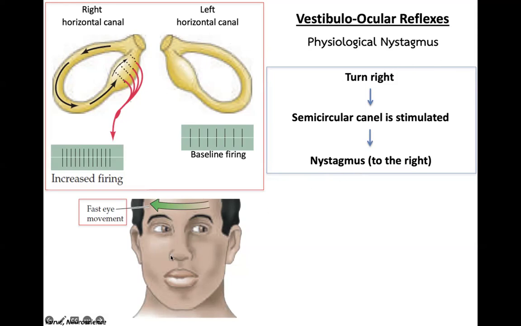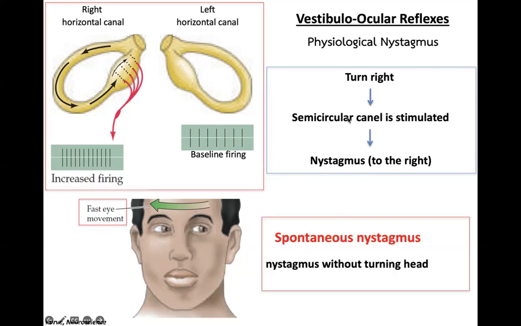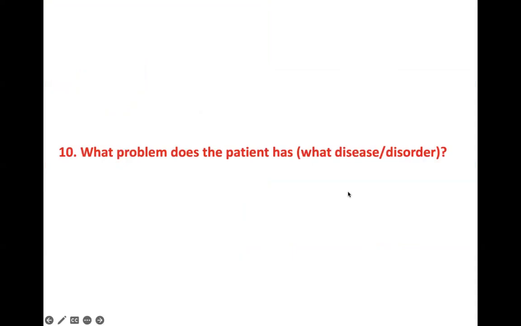However, in this case, the nystagmus occurs without head turning, right? That is called spontaneous nystagmus, okay? Or sometimes, especially in these patients, the nystagmus occurs strongly. So when they turn their head, they have very strong nystagmus. That means the signal is somehow stronger than normal. It should not be that strong. The signal is super strong, stronger than normal, all right?